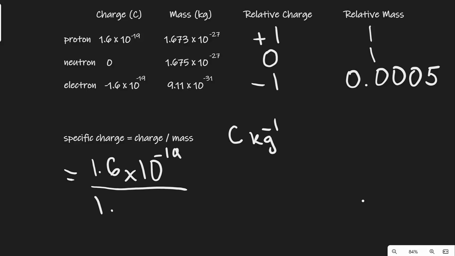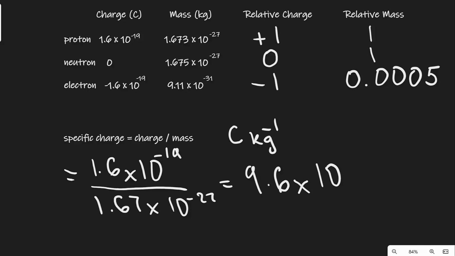So we'll just use 1.67 times 10 to the power of -27. Let's put this into a calculator, and up to, let's say, 2 significant figures, we're going to get around 9.6 multiplied by 10 to the power of 7 coulombs per kilogram.